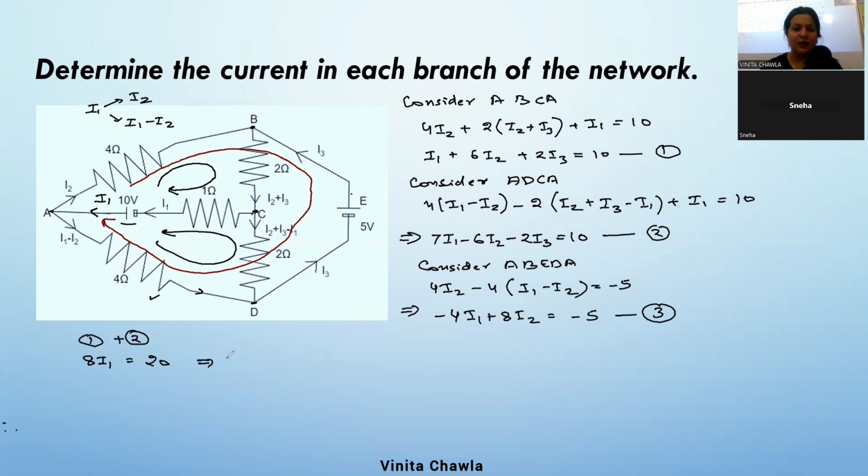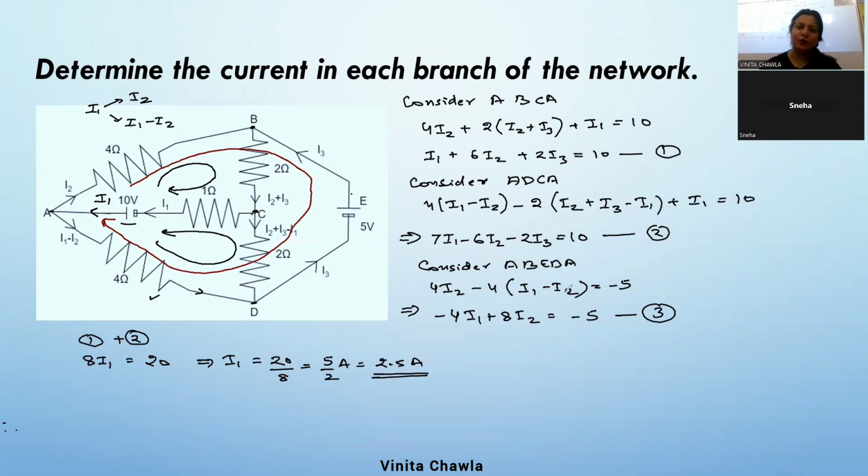So this implies I1 is equal to 20 by 8. Write properly, 5 by 2. 4 to the 8, 4 5s are 20. 5 by 2 ampere, 2.5 ampere. Write in decimal. So now you have got the value of I1.